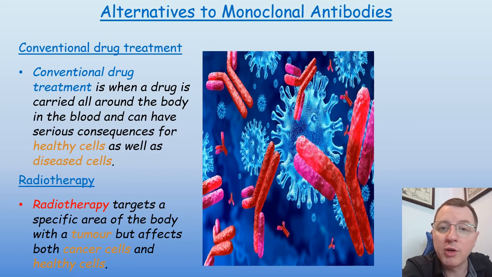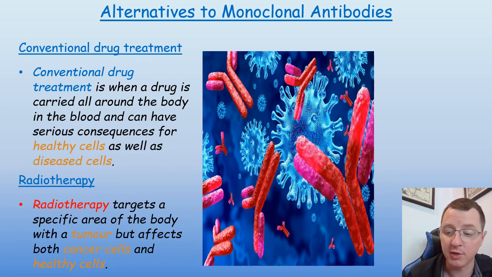So what are the alternatives to monoclonal antibodies? Well, conventional drug treatment is when a drug is carried all around the body in the blood, and it can have serious consequences for healthy cells as well as diseased cells. So monoclonal antibodies are clearly a better idea to use than conventional drug treatments if they are available. Radiotherapy is another treatment for cancer, and radiotherapy targets a specific area of the body with a tumour, but it will affect again both cancerous cells and healthy cells in that specific area of the body.